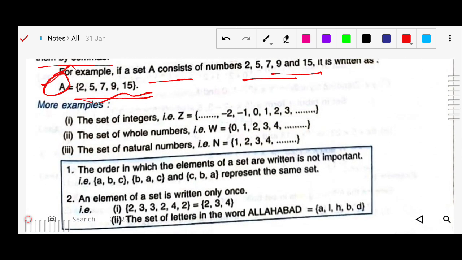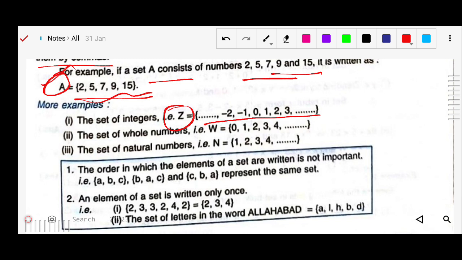Like the set of integers, right? The set of integers, that is the name of the set, we have written Z, and as you know, integers are all the natural numbers, whole numbers, and their negatives, right? So natural numbers, whole numbers, and their negatives come under the integers.